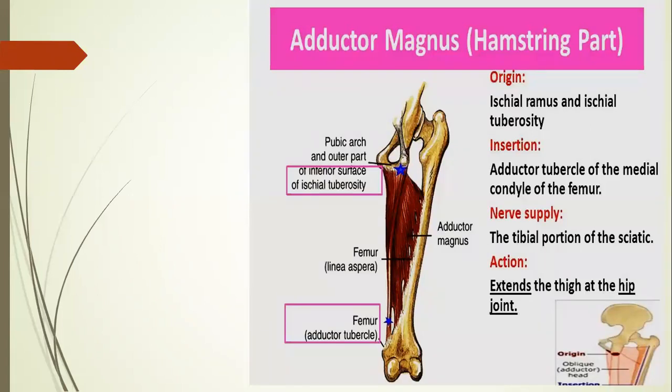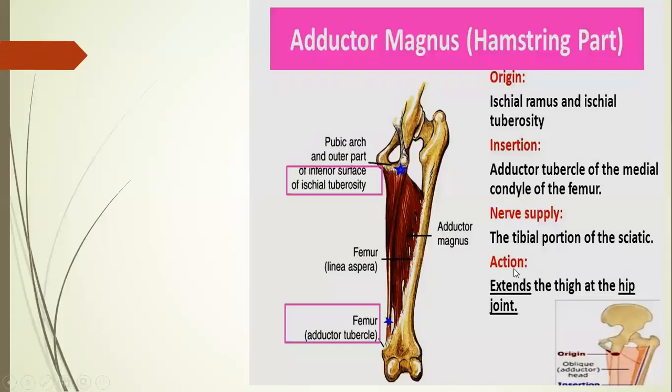Now, these are the other fine details of the adductor magnus muscle, but this time we focus on the hamstring part. So try to identify the hamstring part. It says that the hamstring part mainly originates from the ischium. Ischium means the ischial tuberosity and ischial ramus. And it is inserted into this area, this blue stalk, which is considered the adductor tubercle, which is just found above the medial epicondyle of the femur. What is the nerve supply? It is supplied by the sciatic nerve.